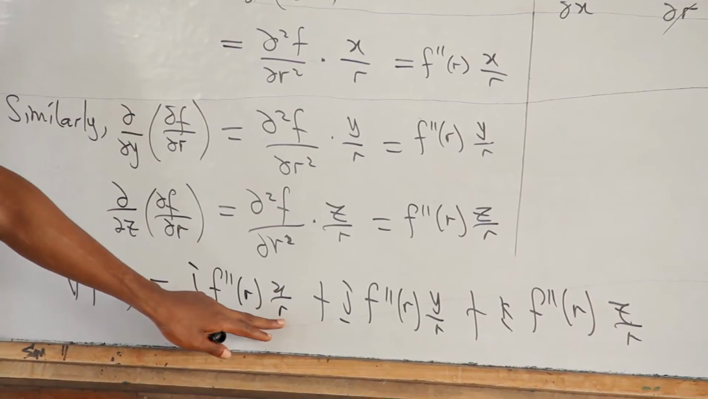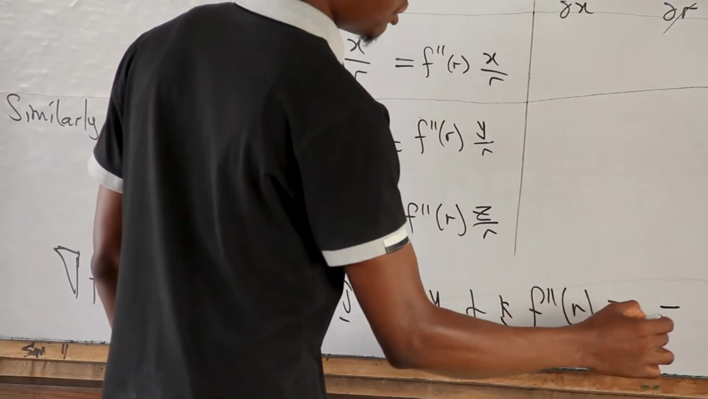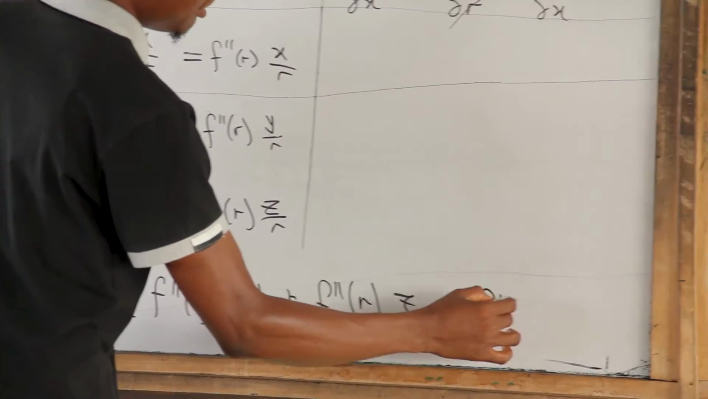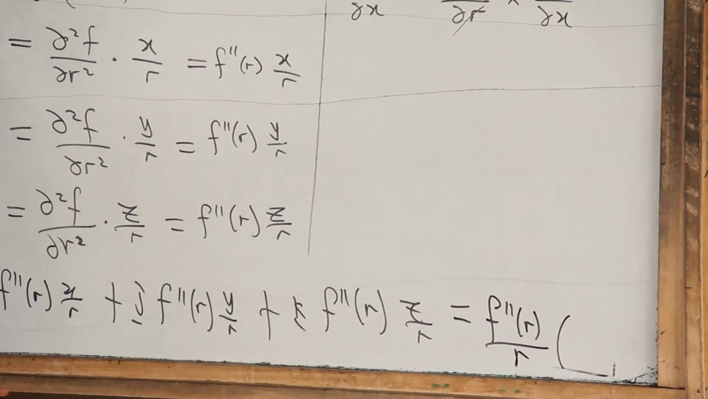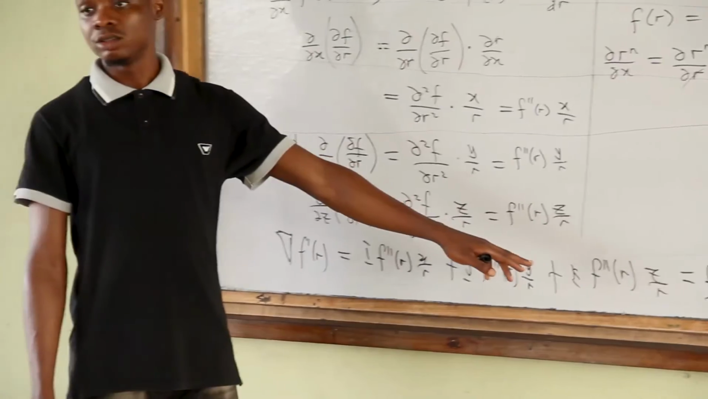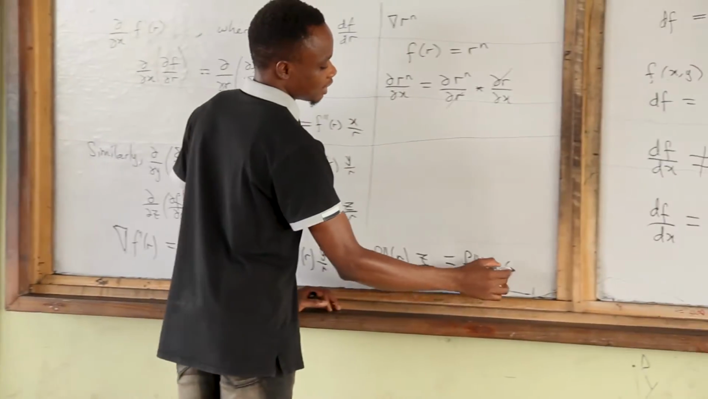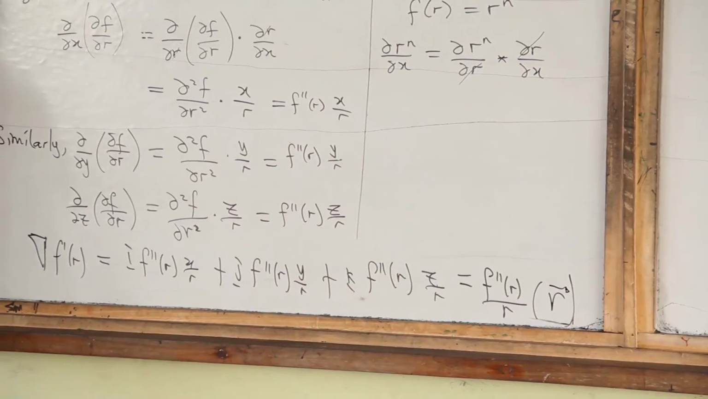Alright, so you can factorize now. You have r common to all of them, and f prime prime common to all of them. So basically what you have here is f prime prime of r all over r. Then in brackets, what do you have? xi plus yj plus zk. That's the same thing as the vector r. Does that make sense?